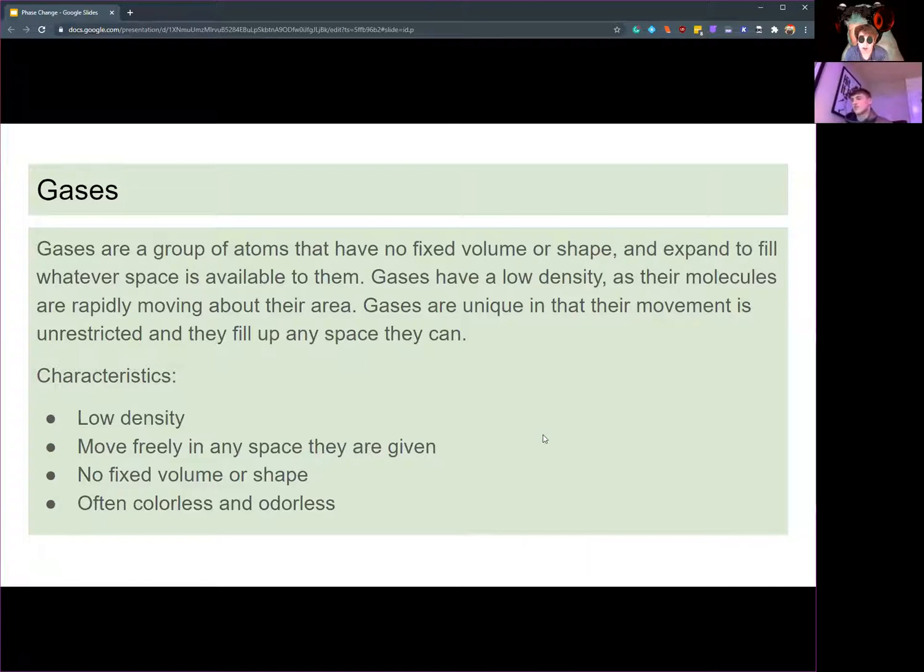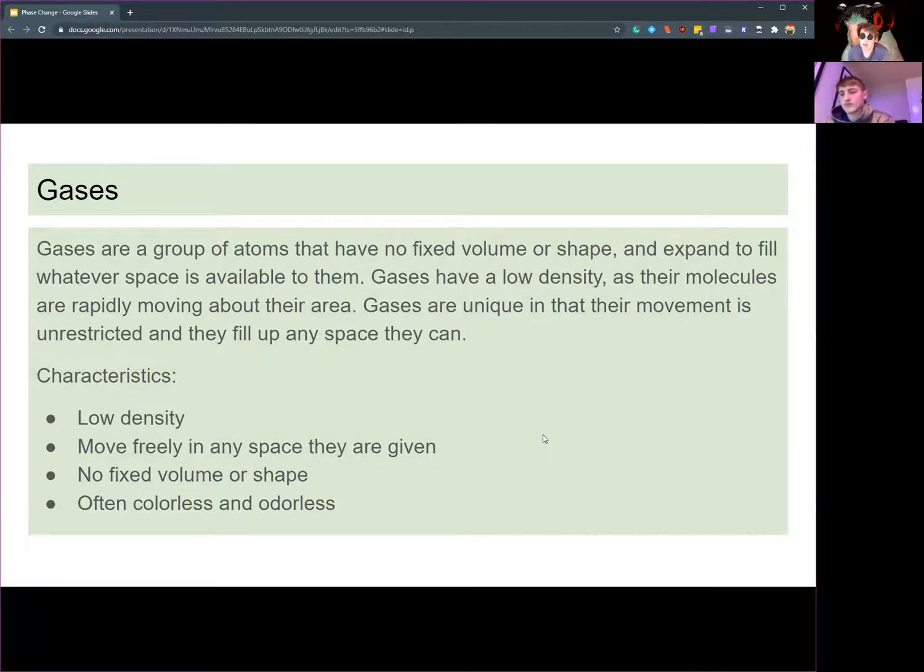And as such, they have a very low density and exist at high temperatures usually. Gases are unique because they have unrestricted movement and fill up space. The primary characteristics are they have very low density because they expand. They move freely in any space they are given. They don't have a fixed volume or shape, and they're often colorless and odorless. This is not always the case, obviously, but the gases that make up our atmosphere are colorless and odorless.